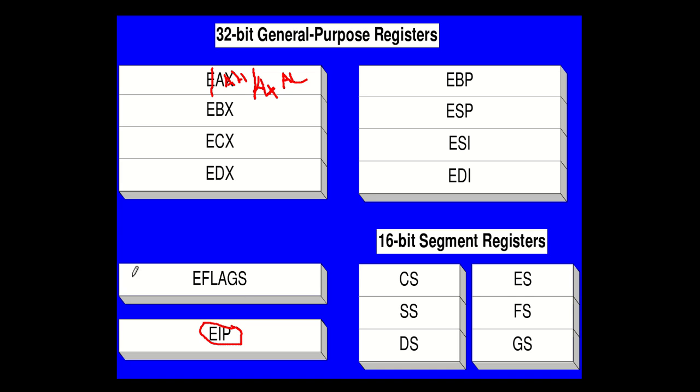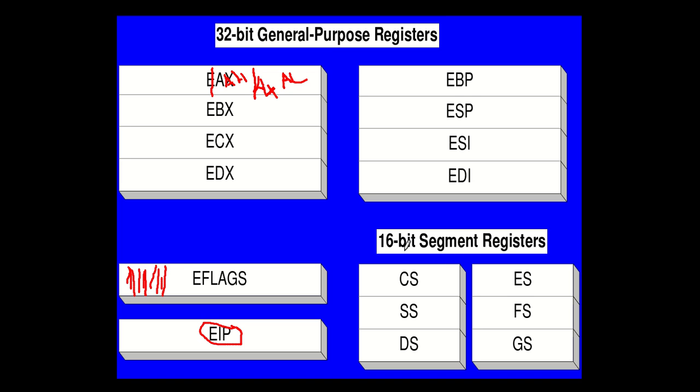Remember, EFLAGS has what? A 32-bit register, divided into flags like carry flag, overflow flag, sign flag, parity flag. We'll talk about flags later on.